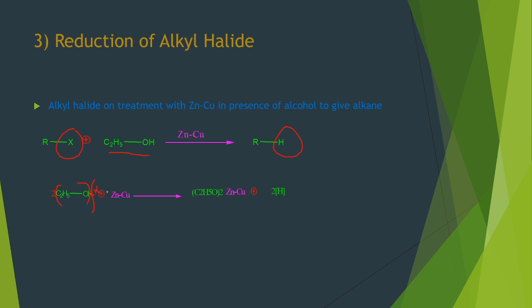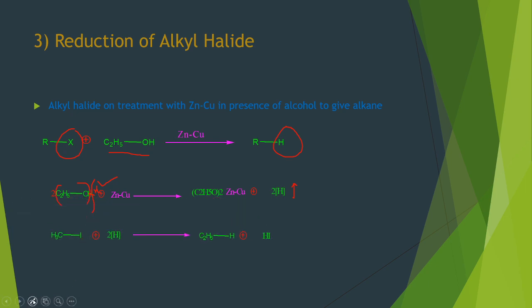Now, what is the byproduct here? The byproduct is H2. Therefore, H2 will be liberated here, and the liberated H2 gas is called nascent hydrogen. This nascent hydrogen is used for the reduction of alkyl halide. Alkyl halide on treatment with zinc or copper in presence of alcohol gives alkane. Here we will see the actual examples.